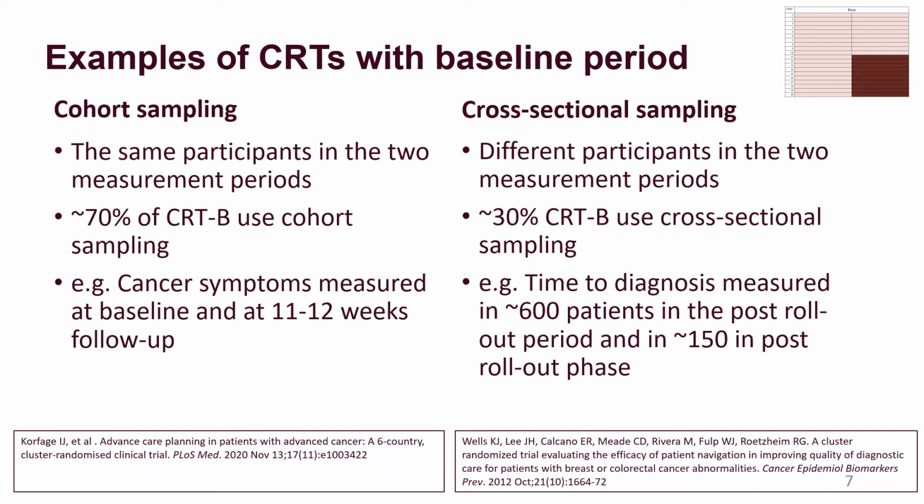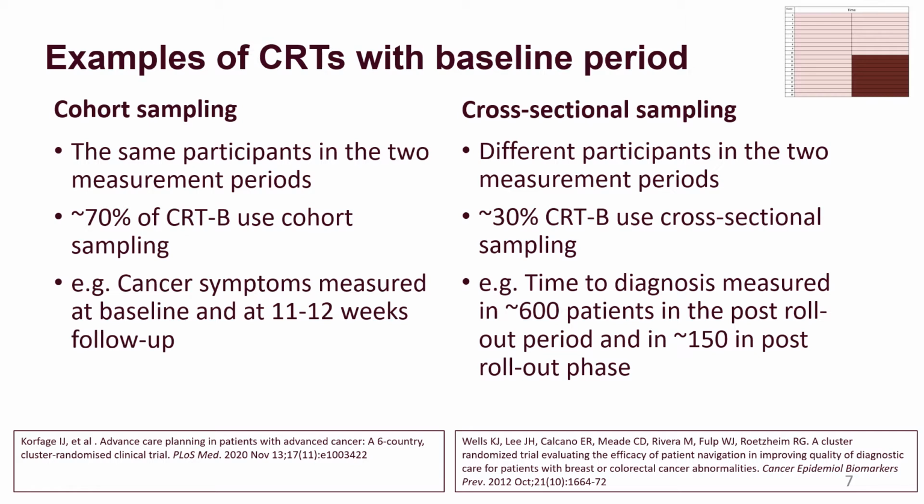So let's think through a couple of examples of cluster trials with baseline periods. The first example is a cluster randomized trial with a baseline period that adopted a cohort sampling mechanism. So this means that the same participants were measured in the same 2 measurement periods. And about 70% of cluster trials use this type of cohort sampling. So for example, if cancer symptoms are measured at baseline and then measured again at 11 or 12 weeks of follow-up, this could be a cluster randomized design with a baseline period. And in this type of setting, participants are measured twice, at baseline and at follow-up. And so it's a type of cohort sampling structure.